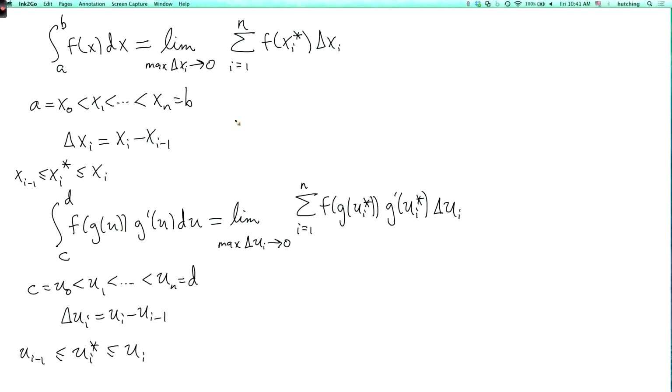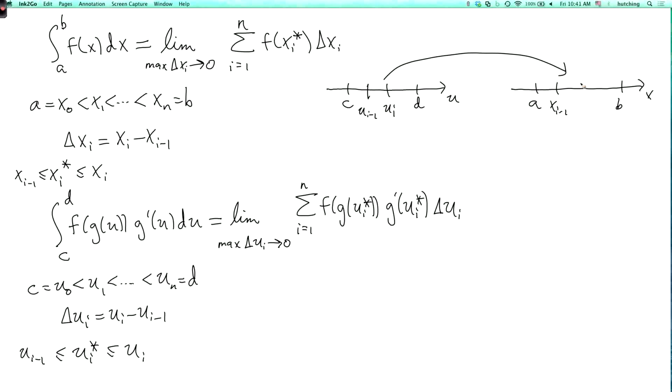Okay, so how am I going to relate these two sums? Well, first of all, I can choose my subintervals to match up. So if the interval from a to b is over here, and the interval from c to d is over here, then I can arrange that ui minus 1 and ui are mapped to xi minus 1 and xi. So I can assume that g of ui equals xi. And I can also choose my sample points to match up. So if this is the sample point ui star, I can assume that it is mapped by g to the sample point xi star over here. So this map is g. So g of ui star equals xi star.